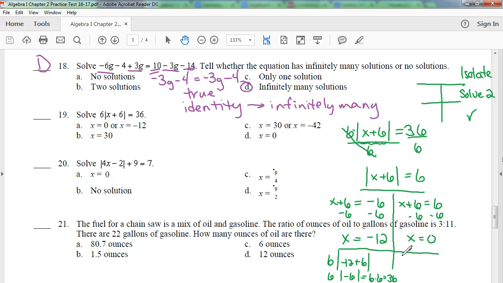On the right-hand side, we have 6 times the absolute value of 0 plus 6. And 0 plus 6 is 6. Absolute value of 6 is also 6, so 6 times 6 again is 36. And both of these answers should work. So negative 12 and 0 are our two solutions. That is option A.